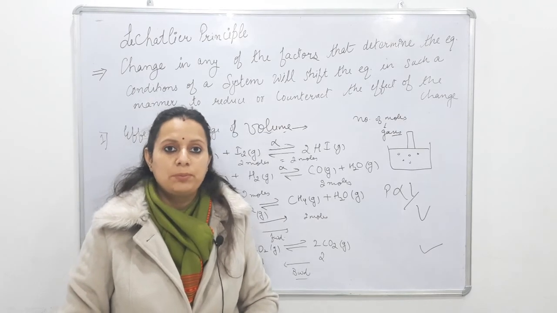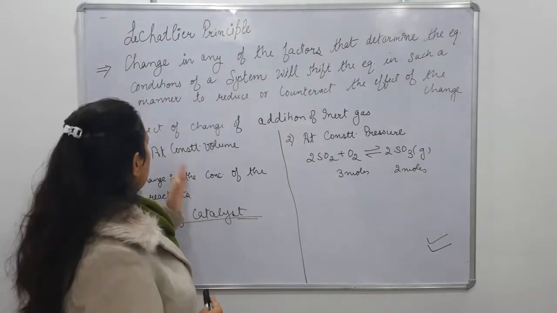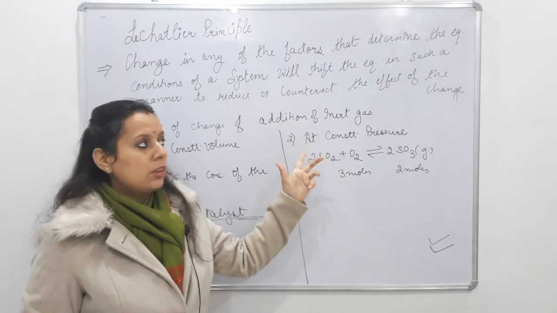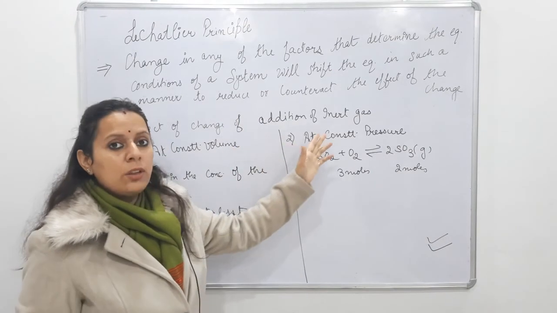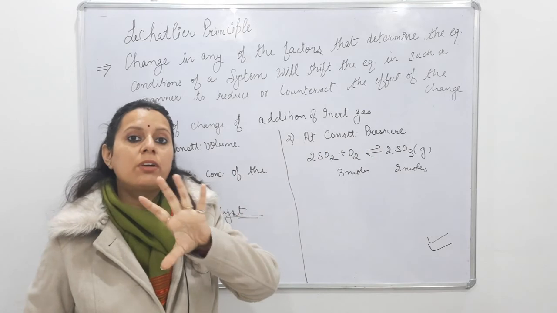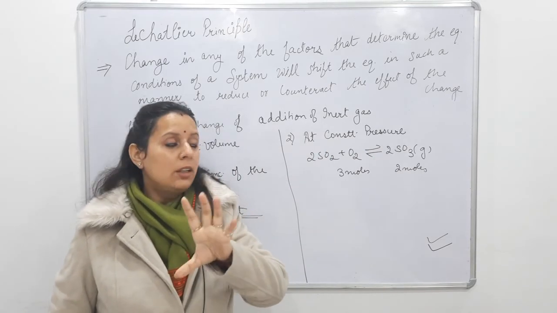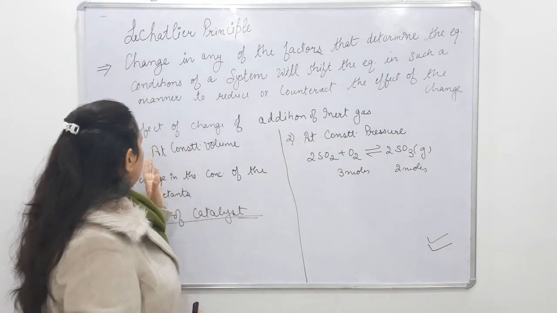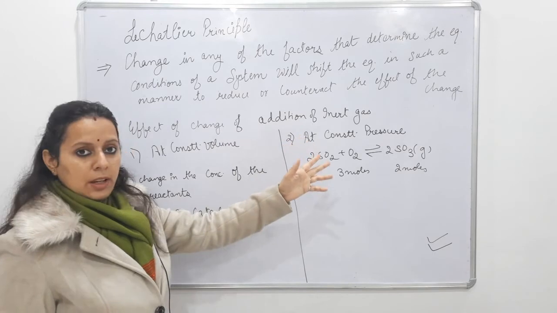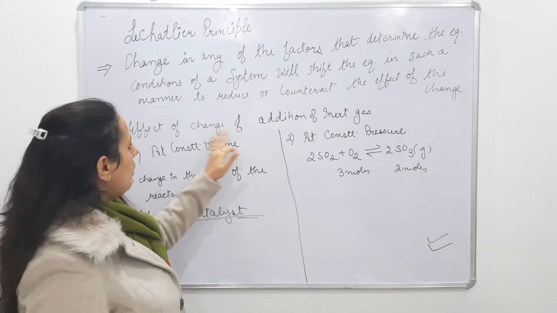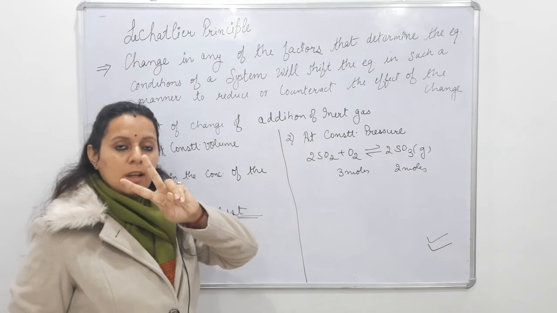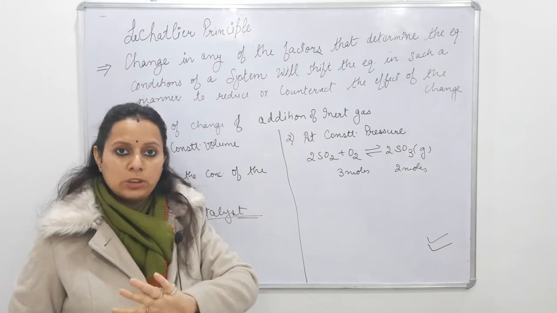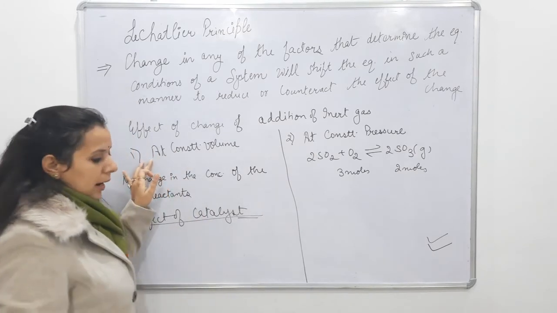Thank you. So next is the effect of addition of inert gas to the reactants. We will study this effect under Le Chatelier's principle. Inert means non-reactive, and it is a gas. So if we are adding inert gas, what will happen? We will study the effect of addition of inert gas in two conditions. Number one is at constant volume and number two is at constant pressure. So let's start with constant volume.